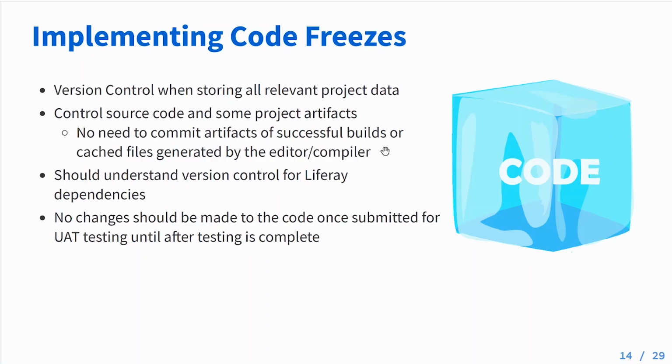For example, we don't want to commit any artifacts that are maybe successful builds or any cache files that don't need to be within the repository. Point number 3, we want to make sure that we understand that we need to version control Liferay's different dependencies, especially those that are in your project. And point number 4, we want to ensure that changes aren't made to the code once they're submitted for the UAT testing. Otherwise, we're going to have to restart the entire cycle.